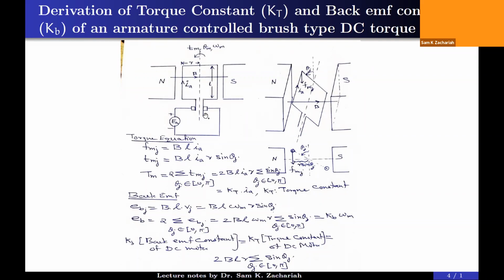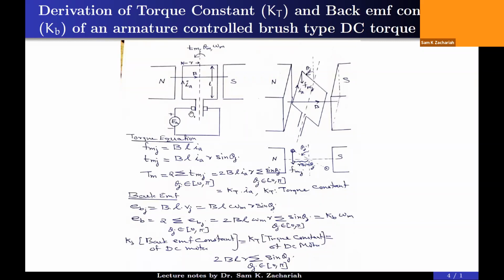A brush is made of a material called graphite, which is a conducting medium. At the same time, it is smooth enough that it will not produce much wear and tear, but still there will be wear and tear. This brush is the one that limits the life of this particular setup. That's why nowadays nobody goes for a brush type motor.